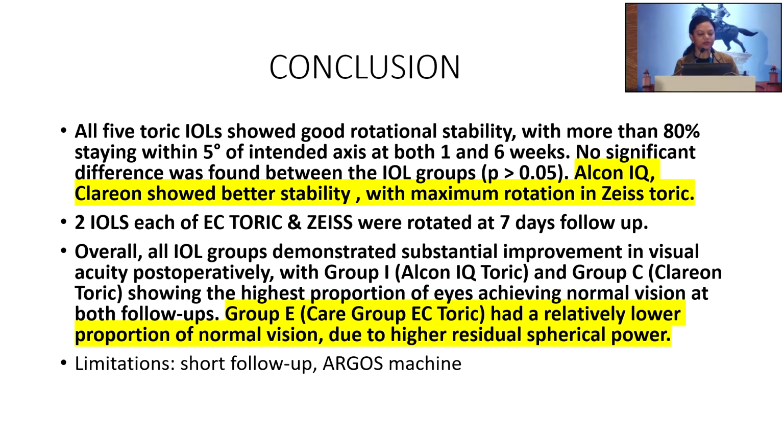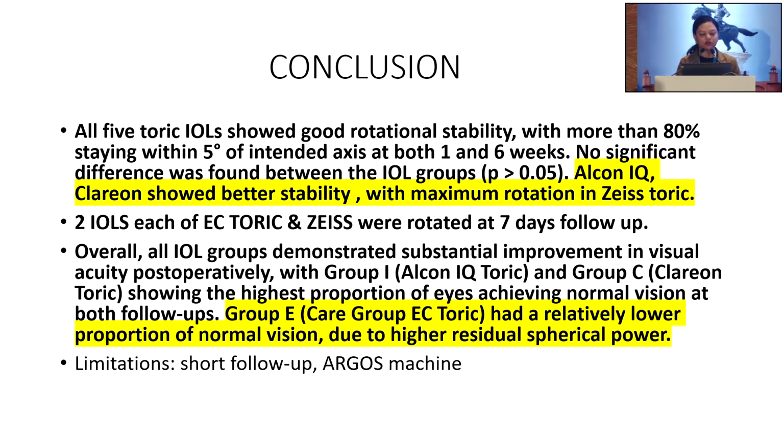within 5 degrees of the intended axis at both 1 and 6 weeks. No significant difference was found between the IOL groups. The Alcon IQ and Clarion showed better stability, with maximum rotation in the Zeiss toric. 2 IOLs each of EC toric and Zeiss were rotated at 7 days follow-up.